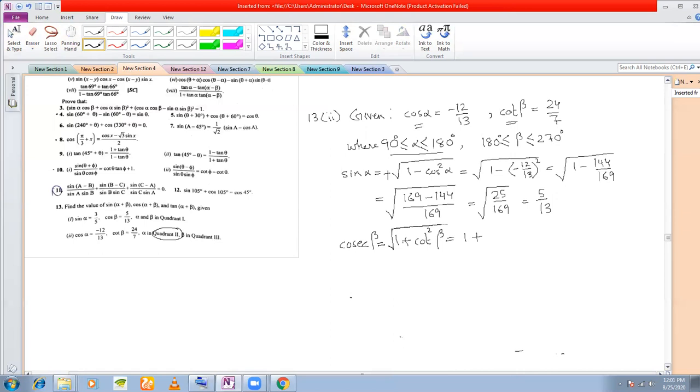Now the question is, what should be the sign of cosec beta? The sign of cosec beta has to be a positive sign because beta, oh, not positive, it should be negative. You need to check beta is in which quadrant. You see that beta is in quadrant 3. In quadrant 3, only tan is positive. Sine and cosec are negative. So therefore this should be a negative sign.